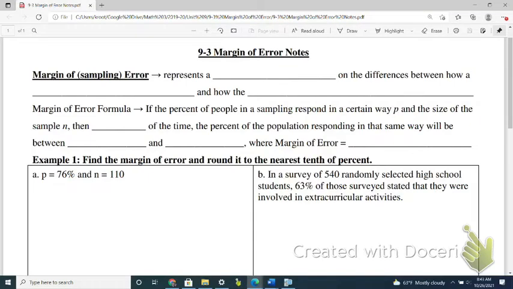Today we're going to cover the last lesson in Unit 9, which is margin of error. A margin of sampling error represents a limit on the differences between how a sample responds and how the total population will respond.